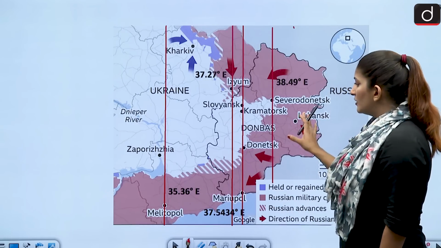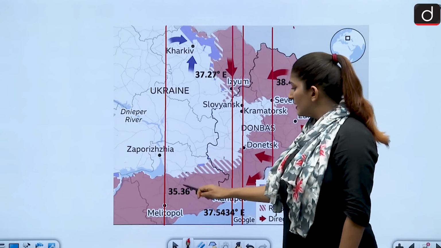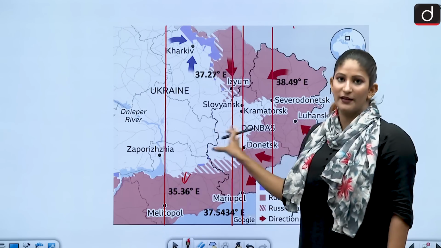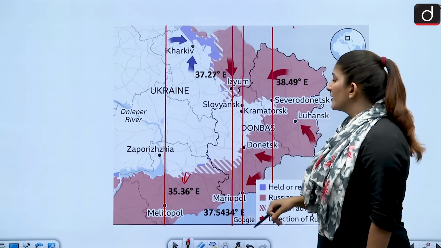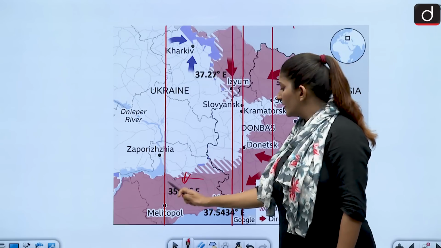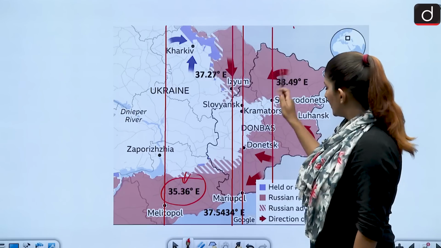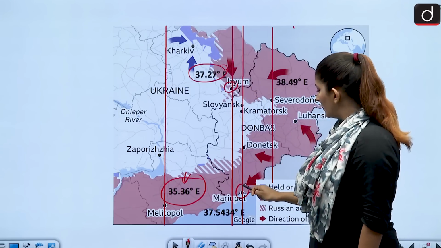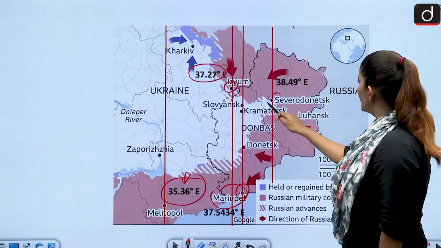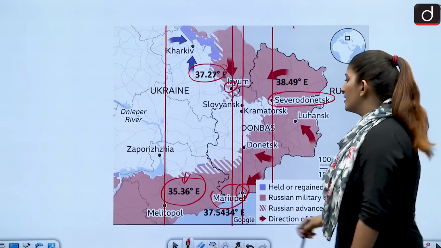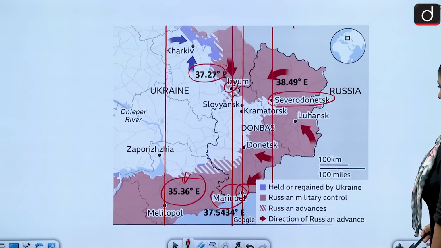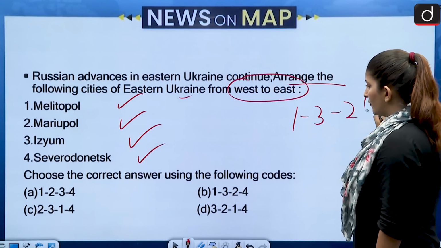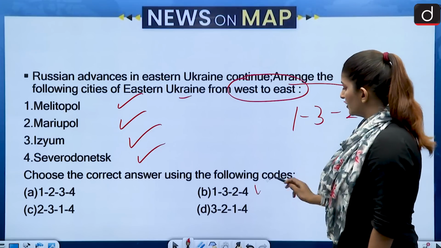You see, I have provided you with the map and of course the longitudes related to it. Whenever we compare these cities, we will take the longitude into account. So Melitopol is first, then Izium here, then Mariupol, and then Severodonetsk. So Melitopol first, then 1, 3, 2 and 4 is going to be the correct answer, that is option B.